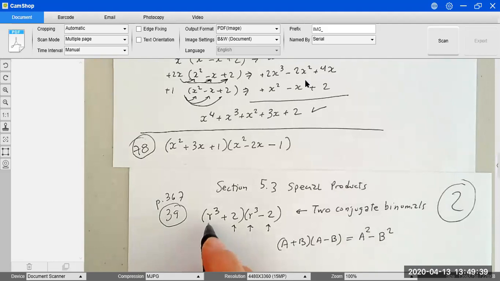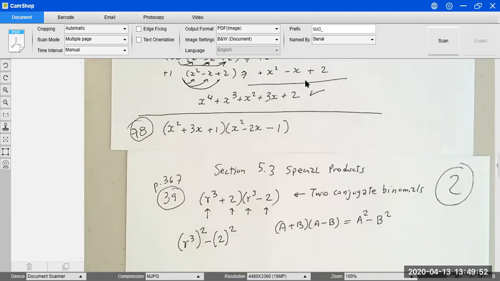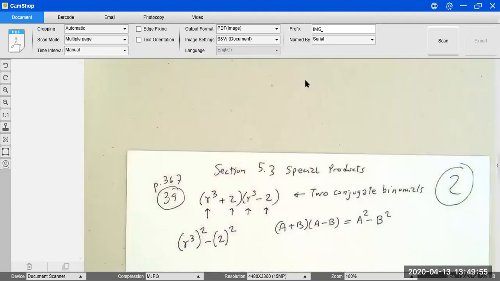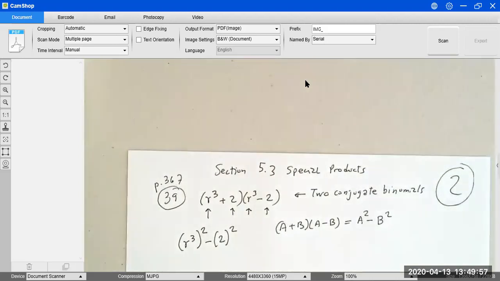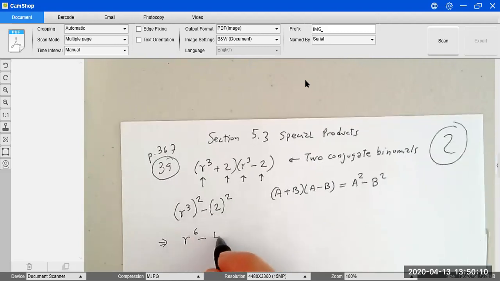So my a in the first case is r cubed. So I'm going to square a, minus, and b is 2. I'm going to square 2. So you only need to apply the rules of exponents for this problem, as you know them. So in the first case, you're going to multiply 2 and 3. So you're going to get r to the 6th power minus 2 squared, which is just 4. So the answer is r to the 6th minus 4.